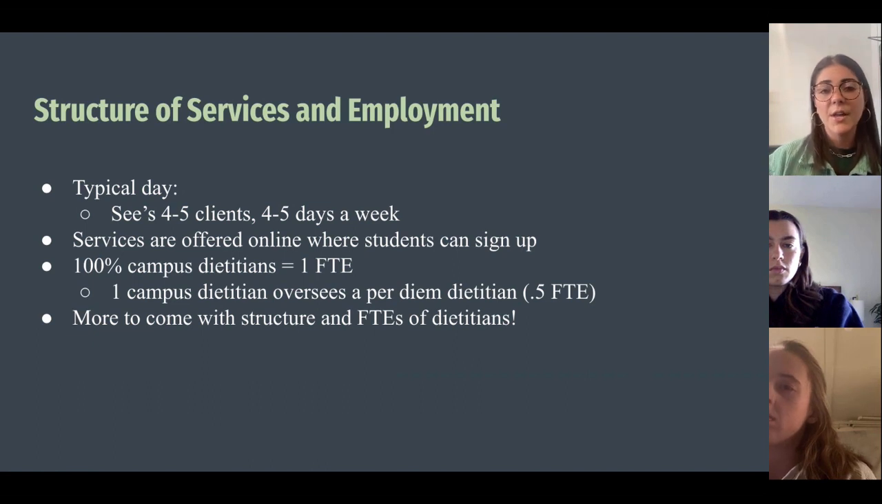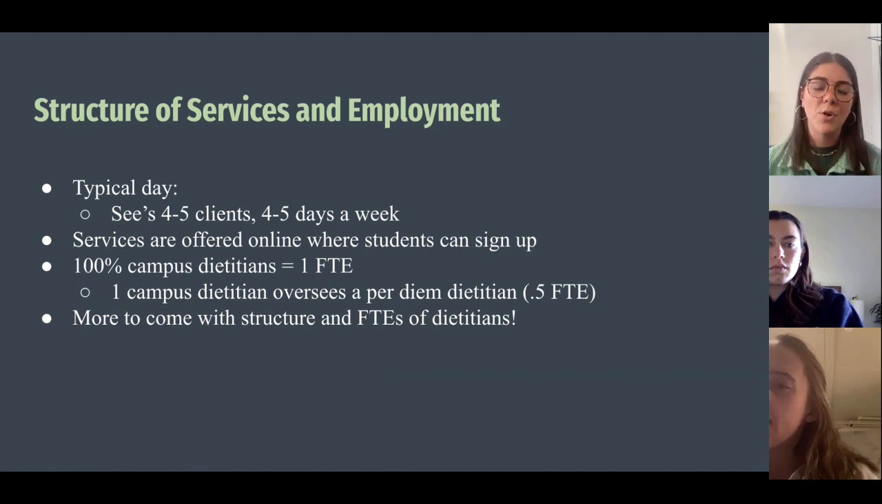So she's trying to implement more campus dietitians. She's making sure that the part-time person she's working with is also overseen by her, and she wants to bring on more people moving forward. And more is to come with the structure and FTEs of dietitians as we collect more research.